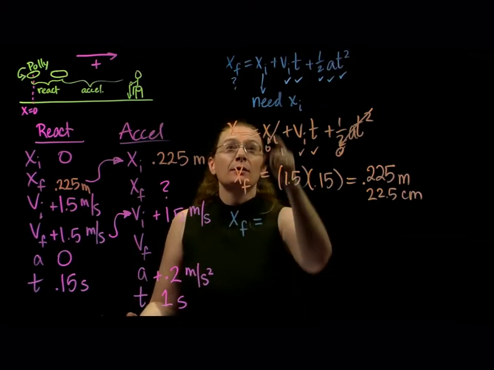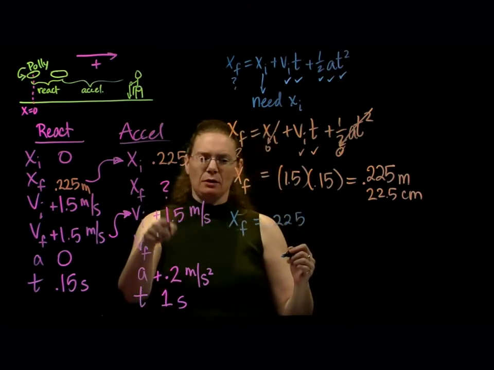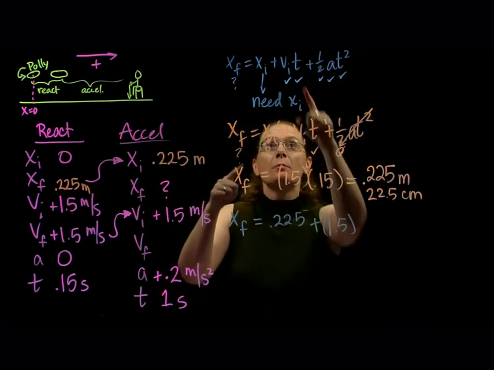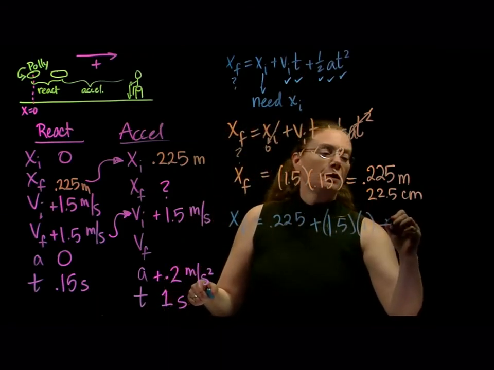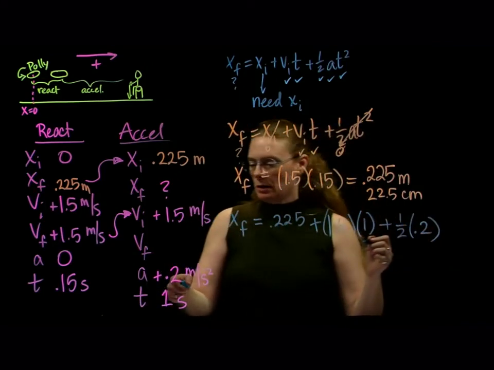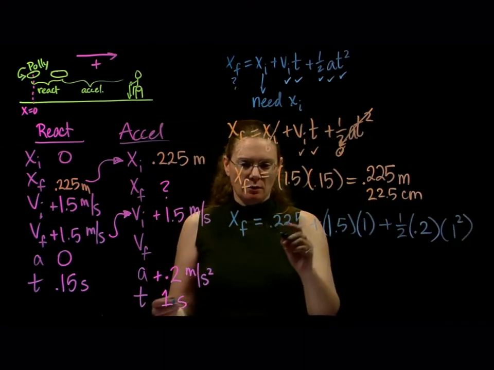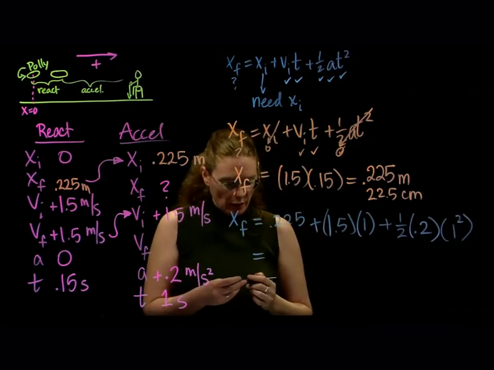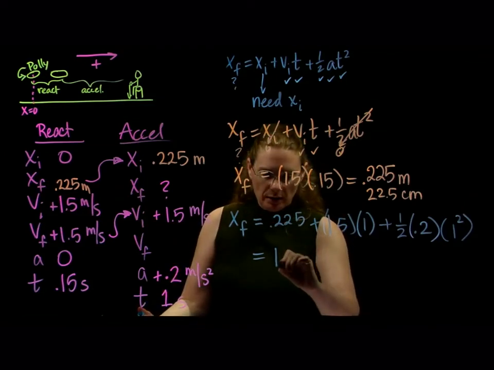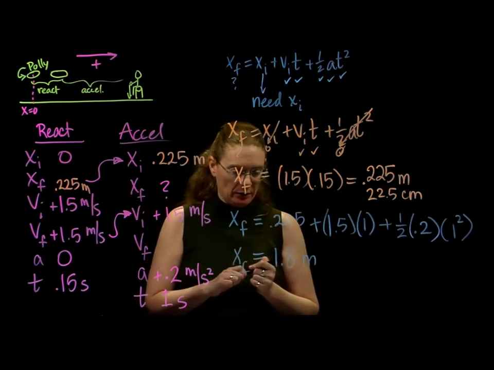All right, x final equals x initial. There we go, 0.225. Do I have any zeros? Oh, I don't. Okay. Plus v initial, 1.5, times time, 1 second, plus 1/2 times my acceleration, which is 0.2, times time squared, 1 squared. Okay, so x final equals all of this. So if you do that math, you should come out with, what did I come out with? 1.8 meters. So x final is 1.8 meters.